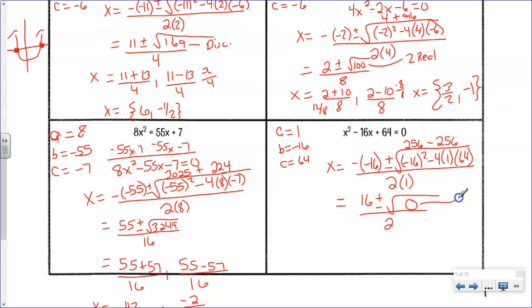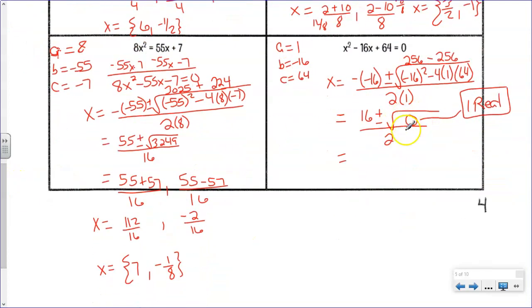So what does this 0 as the discriminant tell me? I'm going to have one real answer. The rest of these had 2; this is going to be 1. Let's look and see why that's the case. What is the square root of 0? 0. So if I add or subtract, 16 plus 0 over 2, or 16 minus 0 over 2, I kind of wasted my time writing this down.